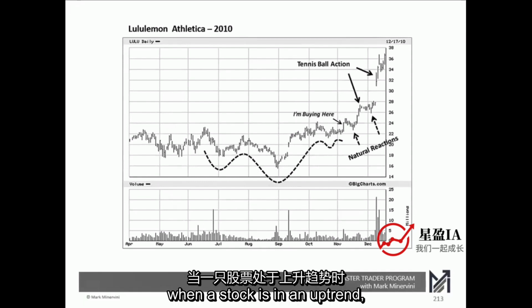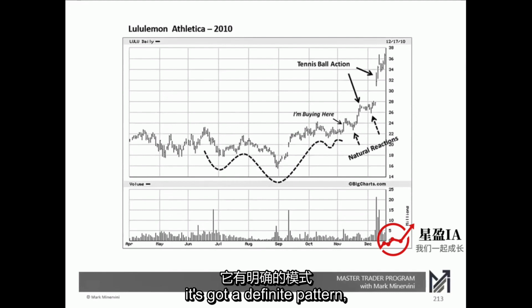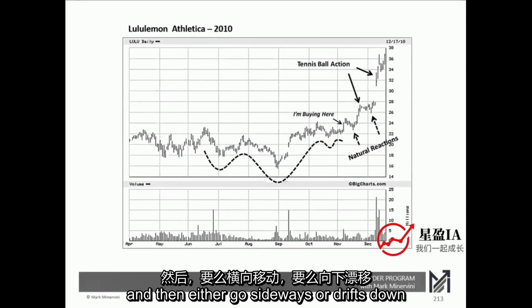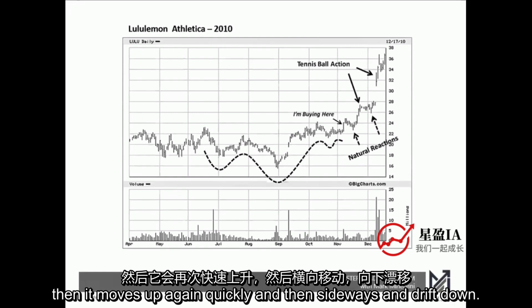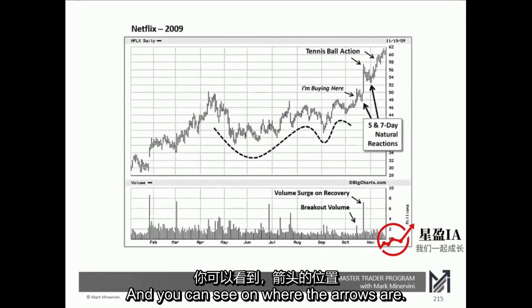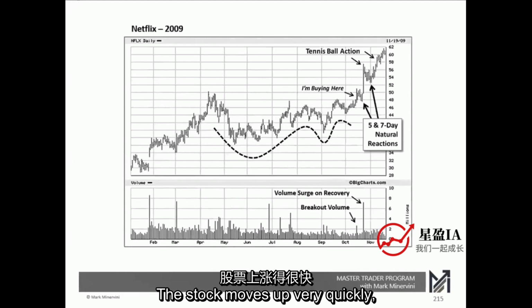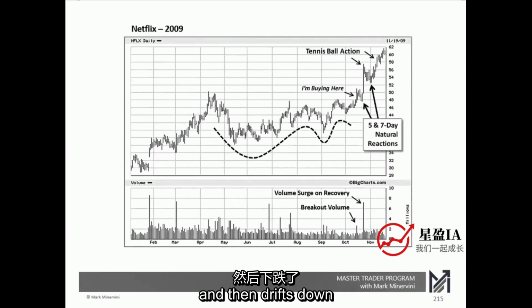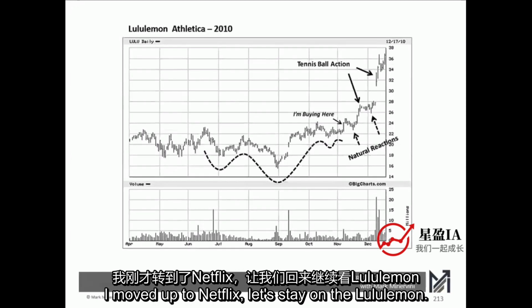Yeah, when a stock is in an uptrend, it's got a definite pattern, a definite way that it moves. It moves up quickly and then either goes sideways or drifts down. And then it moves up again quickly, and then sideways and drifts down, and that's what this stock here does. You can see on where the arrows are, the stock moves up very, very quickly, and then drifts down. And back here, I moved up to Netflix.